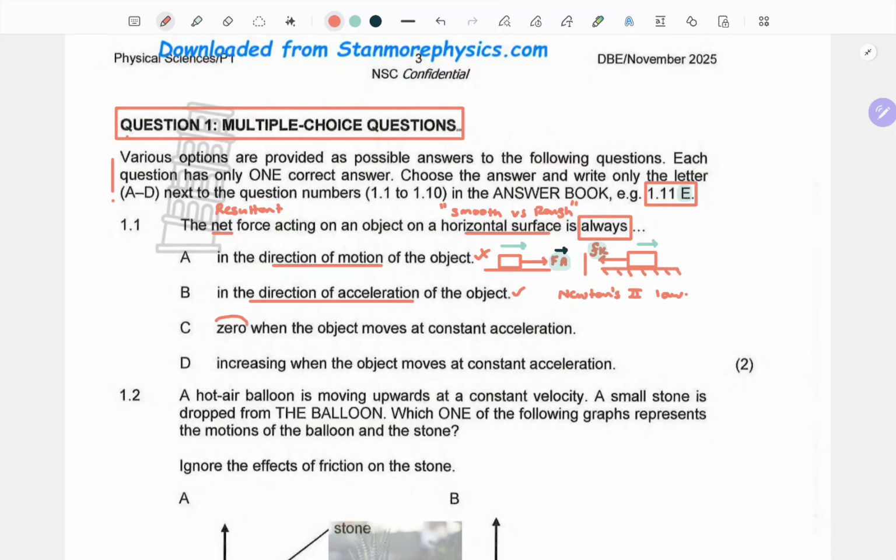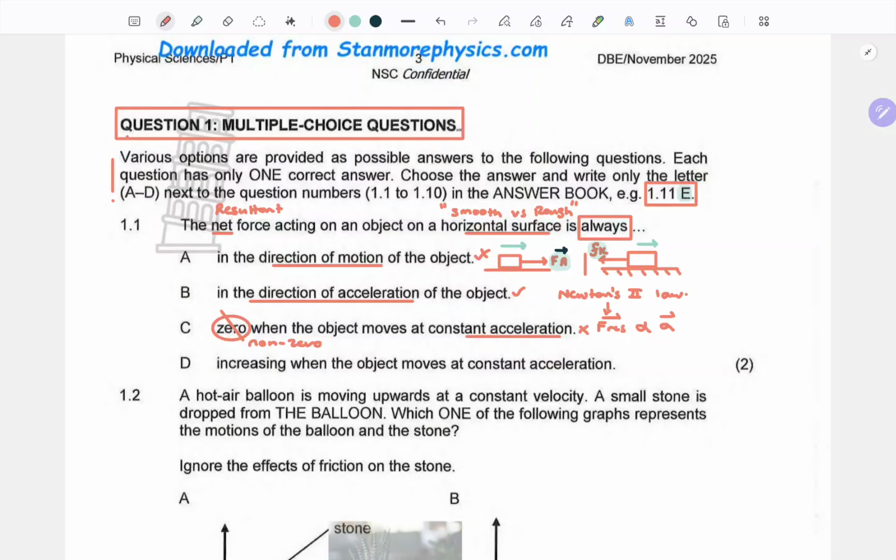Now, is it zero when the object moves at constant acceleration? Now, remember, we know that from Newton's second law, there's two proportionalities that we need to think about. We know that the resultant force is directly proportional to the acceleration. Now, this suggests that if the acceleration is constant, then the resultant force will be constant, but it is non-zero, because for us to achieve an acceleration, it must be non-zero. So this statement is incorrect.